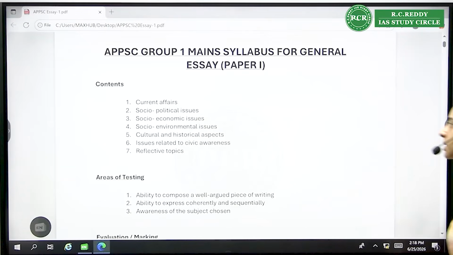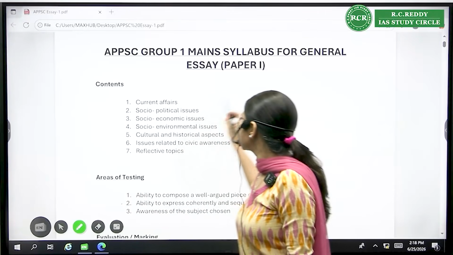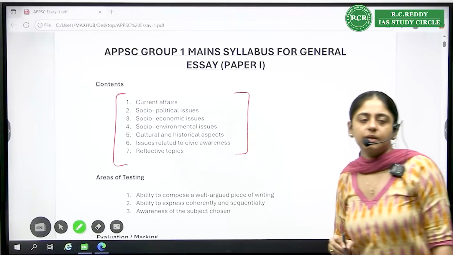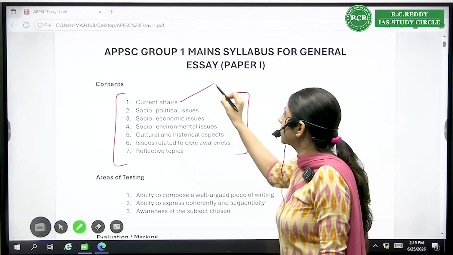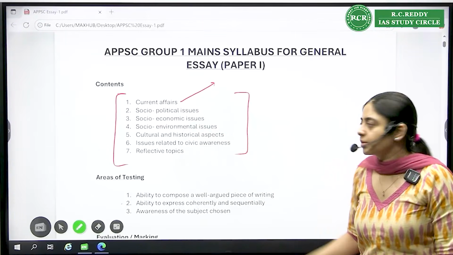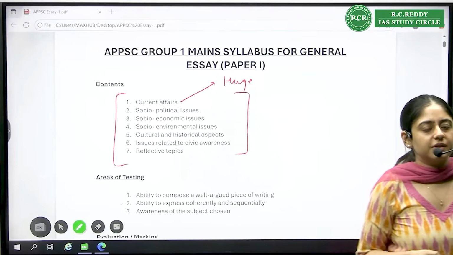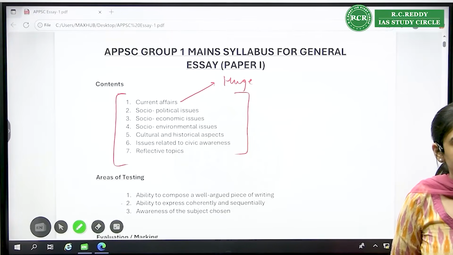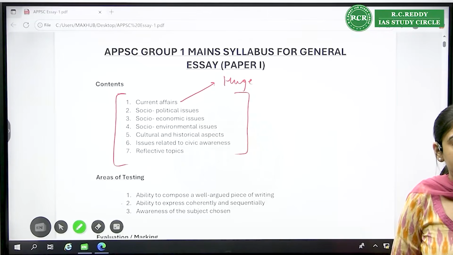Now, first thing is they have clearly given 7 topics around which they will be asking questions. Now, this part, current affairs, it is now very huge. It actually covers everything. Right? Current affairs can be from politics also, economics also, environment also. So even if they would not have given any topic, other 6 topics, this itself is a huge thing.